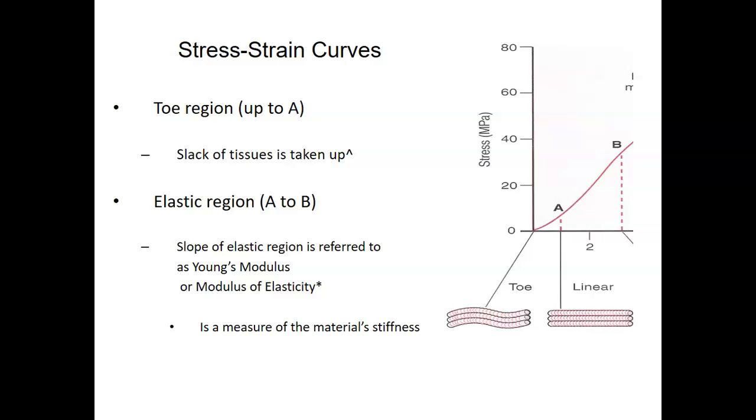The slope that you generate is called Young's modulus, the modulus of elasticity. So it's showing how much give there is in a tissue when a force is applied. And we call this the stiffness of a material. So the rope would have a much higher stiffness than the TheraBand.